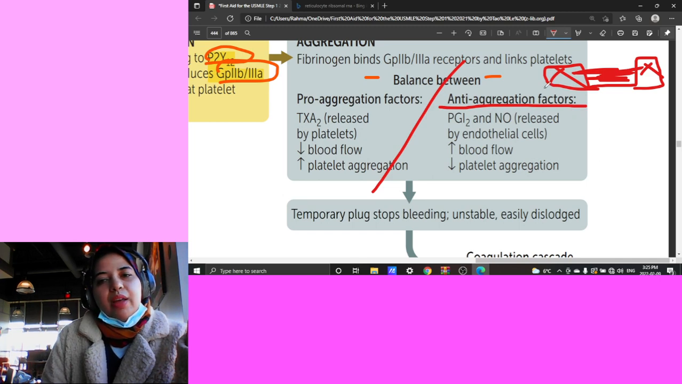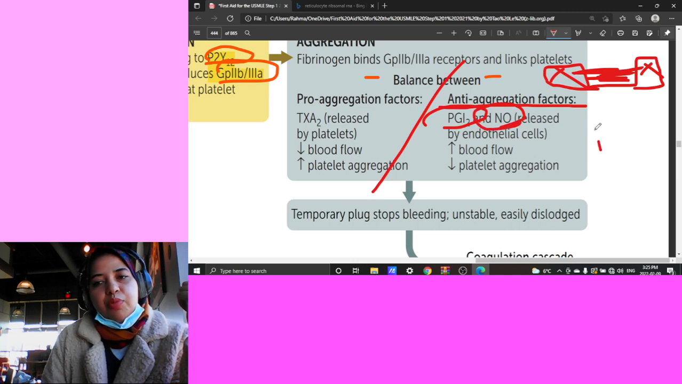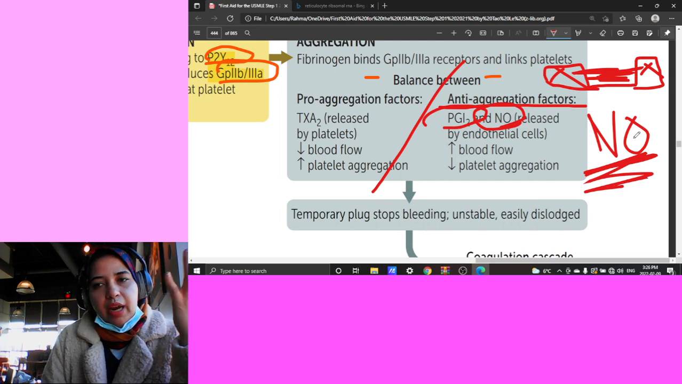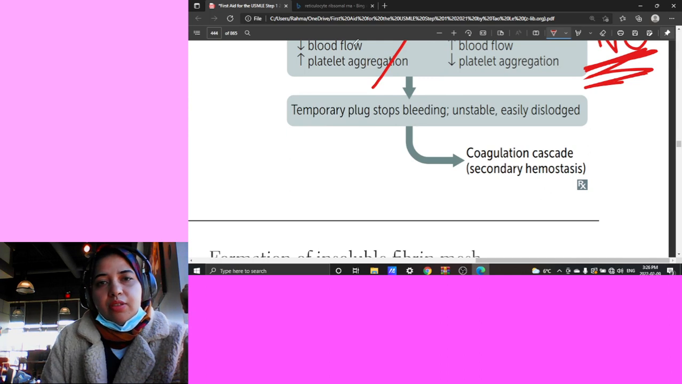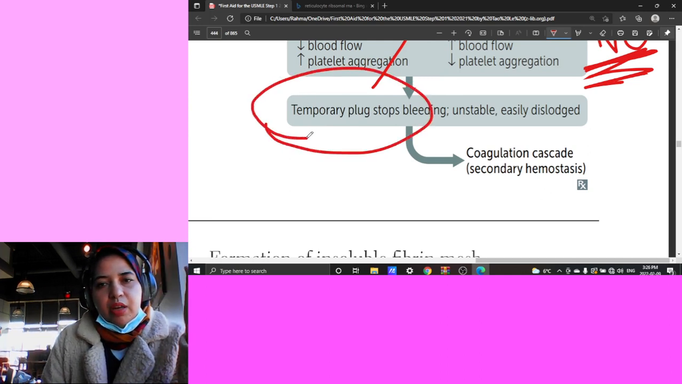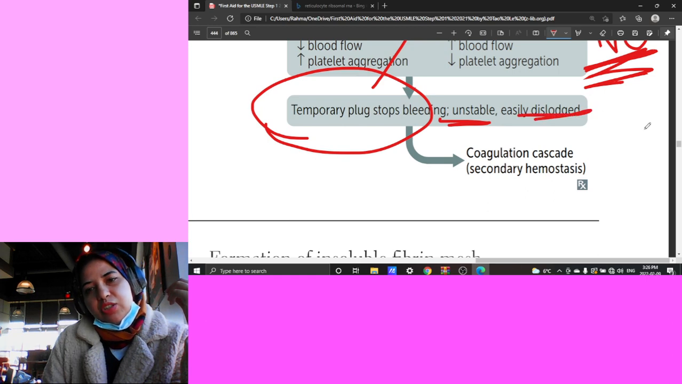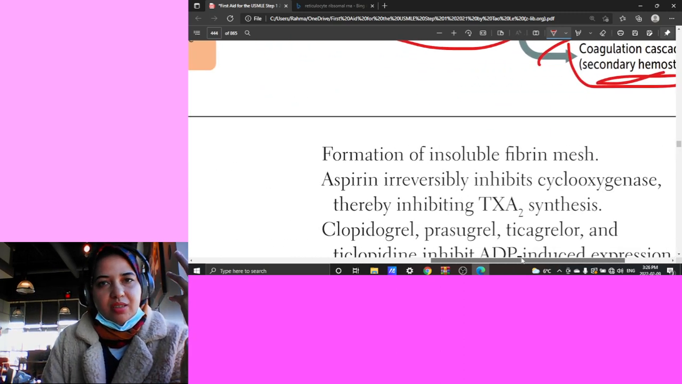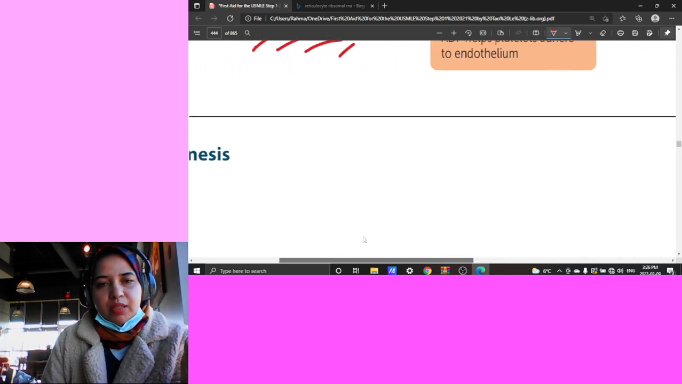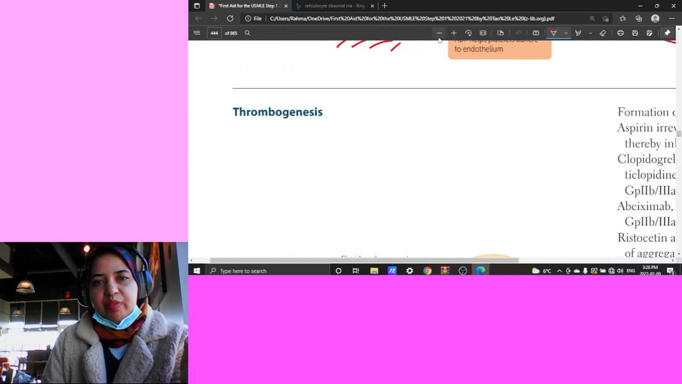So what is released by the endothelial cells that are normal, that have not been injured, are PGI2 and nitric oxide. So that's important. You have the nitric oxide, think no platelets here, no platelet aggregation. We don't want that. So the endothelium that has not been injured is secreting these compounds to prevent platelet aggregation, and that's important. At the end of all of this, you have a temporary platelet plug which stops bleeding, but it is unstable and easily dislodged. So you want a coagulation cascade to be triggered in the meantime, which is secondary hemostasis, which we will discuss, to create a more robust platelet plug, essentially a more robust clot to hold things together and prevent bleeding.